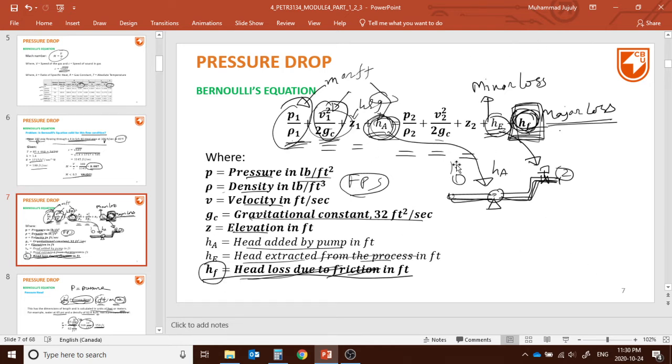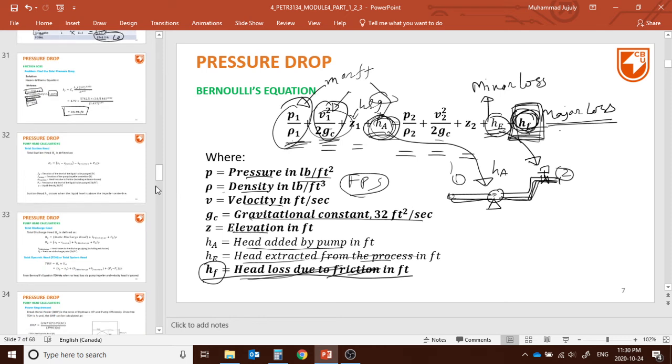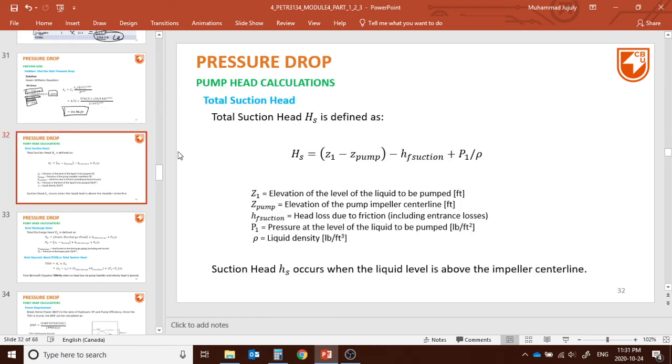Okay, so a pump acts as a booster. A pump increases the pressure of a fluid. How much pressure a pump can add is what we will see in this section. The pump can add this amount, and that's what we call the total suction head of the pump. And what is the total suction head of the pump? How can we actually define that?